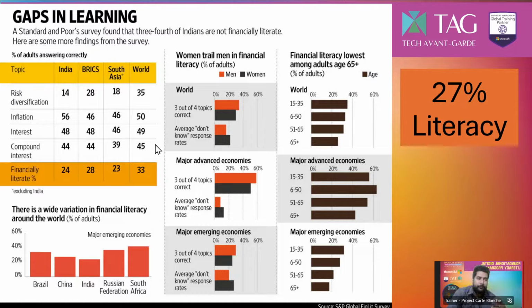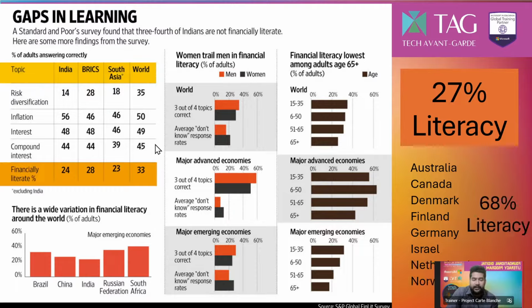They know how to float the money in the system. And ultimately, the survey was talking about Australia, Canada, Denmark, Finland, Germany, Sweden, Israel, Netherlands, Norway. All these countries have almost a 68% literacy rate. Okay, it's not 100% either. The entire world has to work on it.